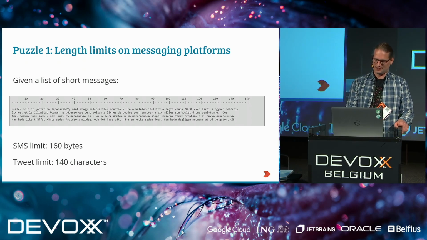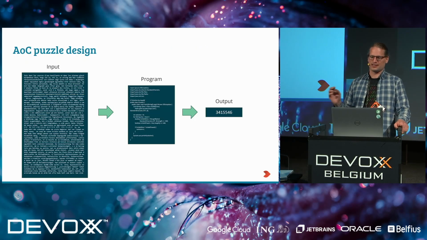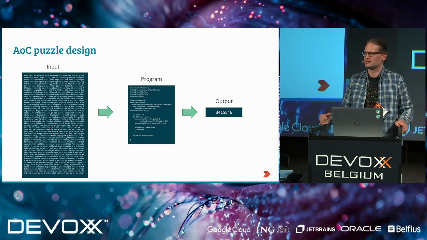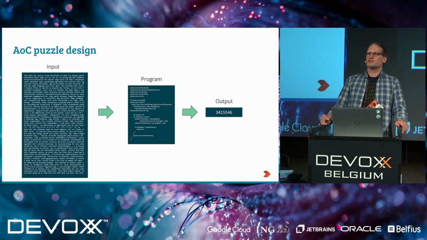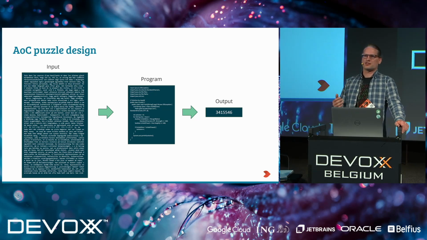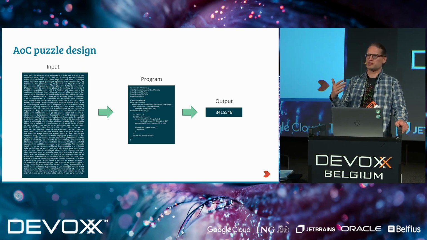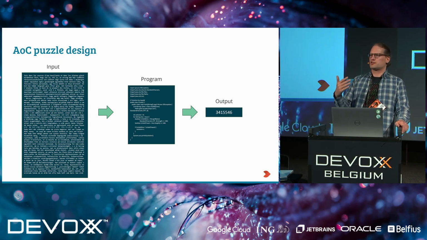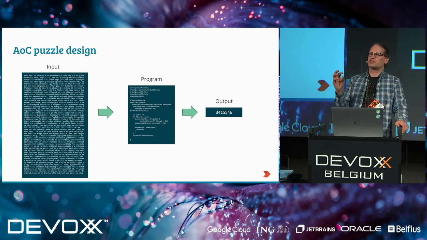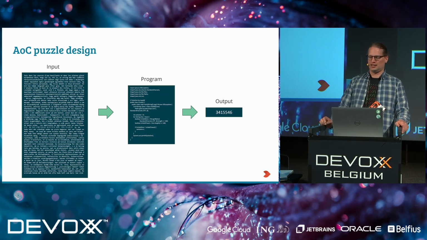But first I'm going to talk about why the Advent of Code design is so great. Because first of all, with the Advent of Code puzzles, you start with a very large input. And this large input helps because it forces you to write a program. If the input was very small, then you could potentially solve it by hand, right? But since we are training programmers, we want them to program, and that's why the input has to be large.